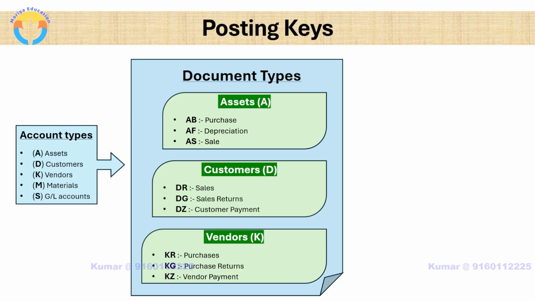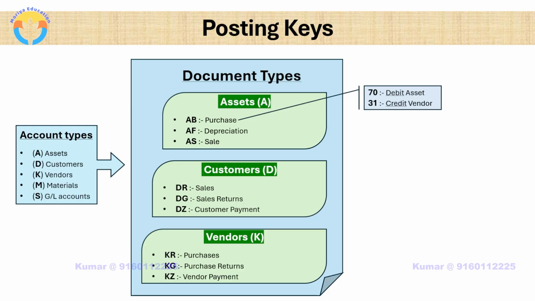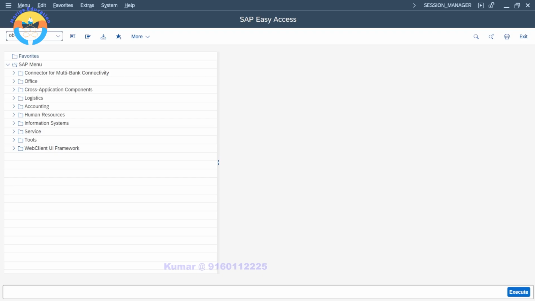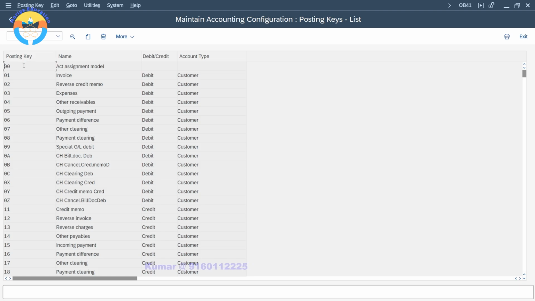And now comes the debit and credit. At the time of purchase, as per the double entry system, we need to have an equal amount of debit and credit. Here in SAP, we don't use debit and credit. We use posting keys. The posting key to debit the asset is 70 and the posting key to credit the vendor is 31. I hope everyone knows the debit and credit rules. If we go to OB41, these are the posting keys, and these are the transaction names.